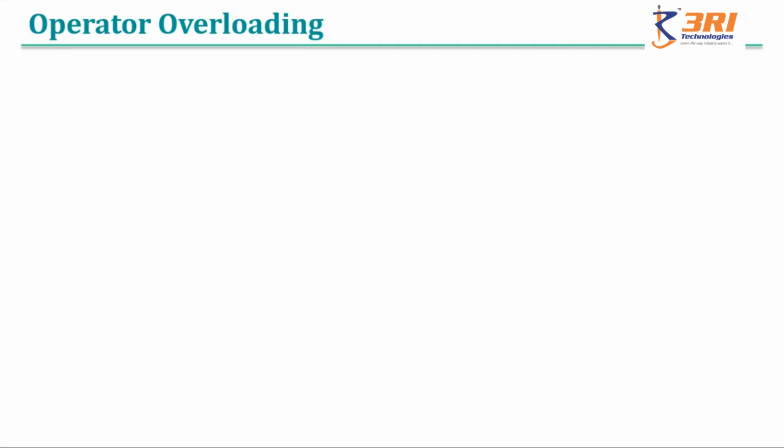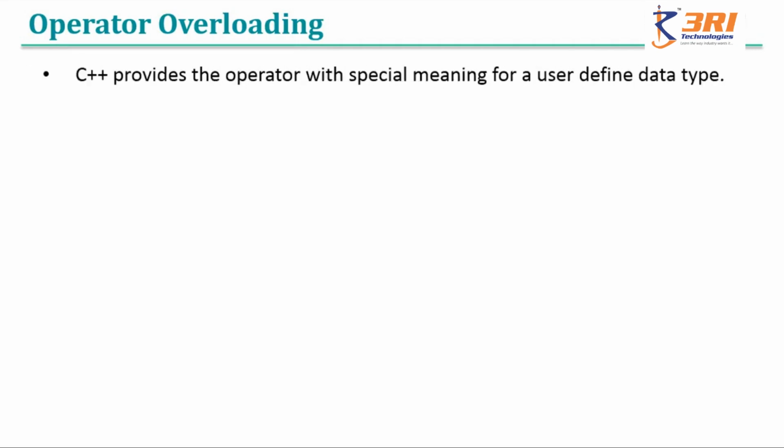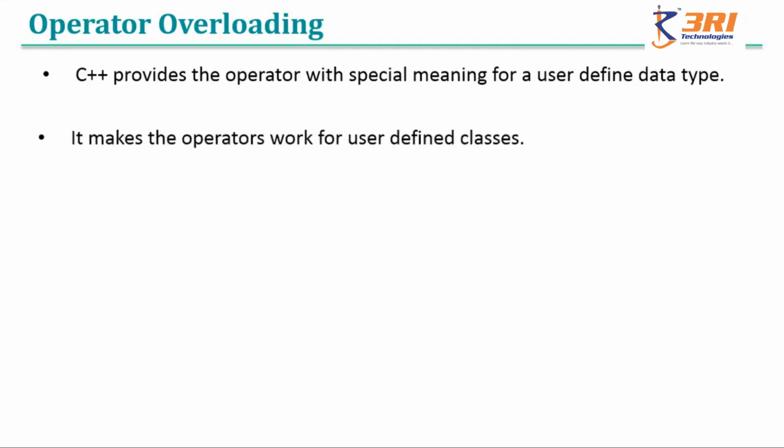In C++, we can make operators work for user-defined classes. This means C++ has the ability to provide the operators with a special meaning for a data type. This ability is known as operator overloading.